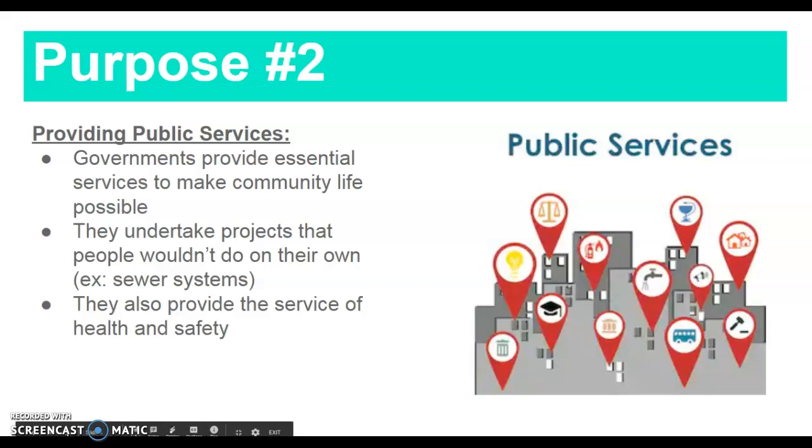Purpose number 2, providing public services. So public services are essential services that make community life possible. These services take projects that people usually wouldn't do on their own. An example would be sewer systems. And public services also can provide the service of health and safety. Okay, so like fire departments, police departments, hospitals, the people taking care of the garbage, the sewer systems, our water systems, electricity, things like that.